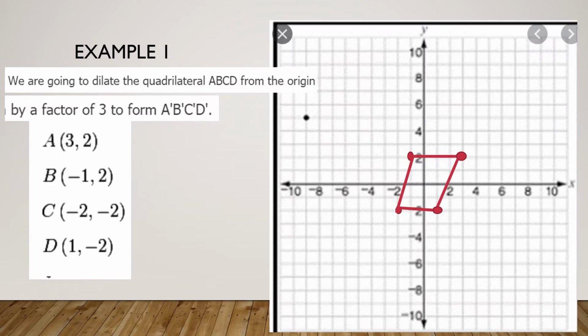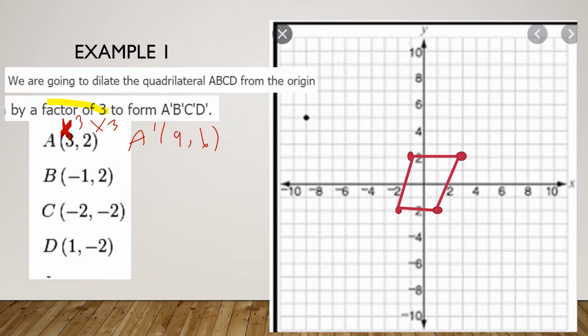Example 1. We have our quadrilateral A, B, C, and D, and we want to make our new one using a factor of 3. The factor of 3 tells us what we're multiplying by. The big thing is you want to make sure that you are multiplying both the x value and the y value so that it stays in proportion. We imagine that we are multiplying both by 3.